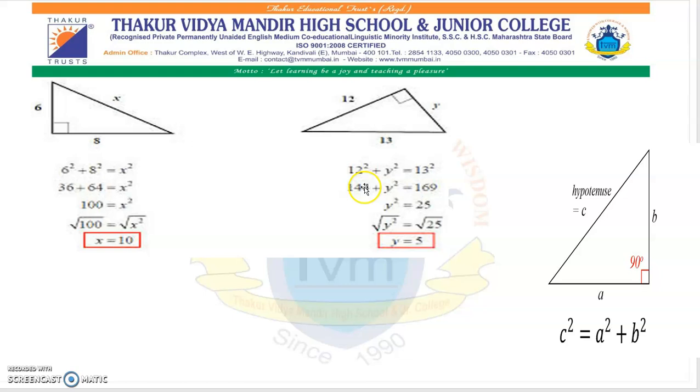Square of 12 is 144 plus y square equal to 169. 169 is square of 13. Square of 13 means 13 into 13 we get 169. Y square equal to 169, 144 will come this side. So 169 minus 144 we get 25. Finding the square root of both sides we get y equal to 5.